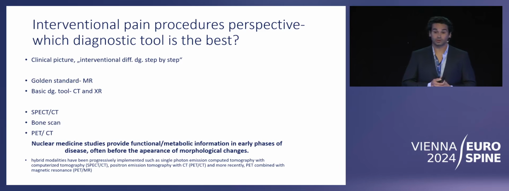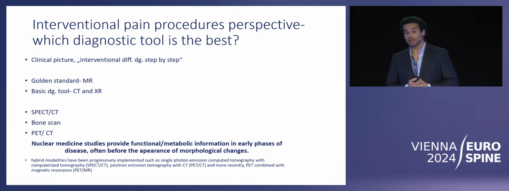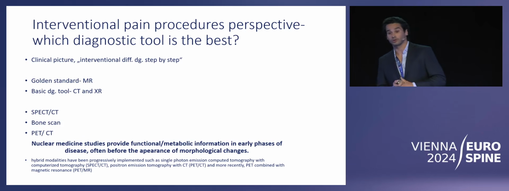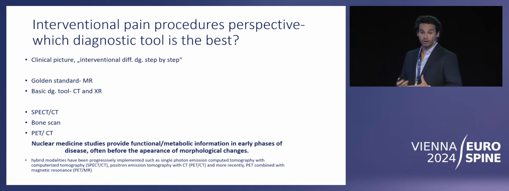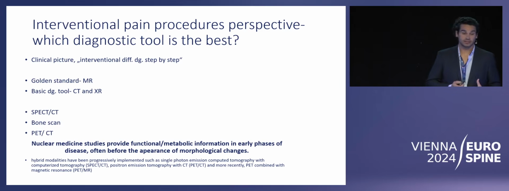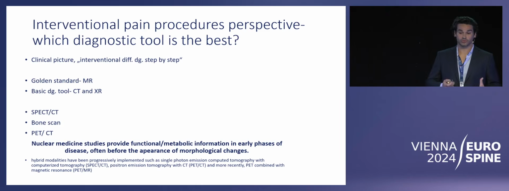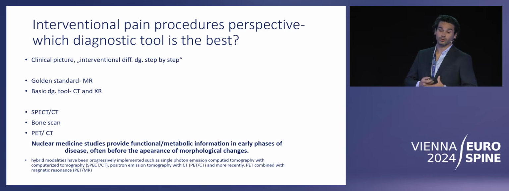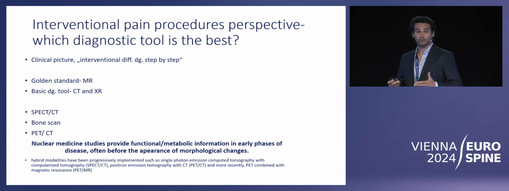From the interventional pain procedures perspective, which diagnostic tool is the best? Well, we use X-ray, fluoroscopy, and we use ultrasound a lot as guidance for procedures, but as diagnostic features, we are solely dependent on CT, MRI and X-rays. SPECT-CT, bone scan or PET-CT, these nuclear medicine studies provide very useful and very appreciated functional metabolic information in early phases of a disease. They show us very early when the disease starts, even before the appearance of the morphological changes.